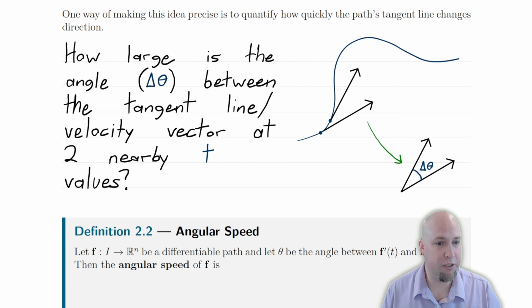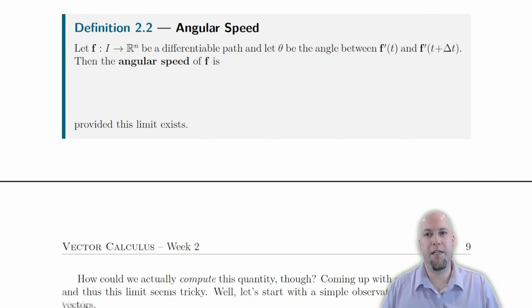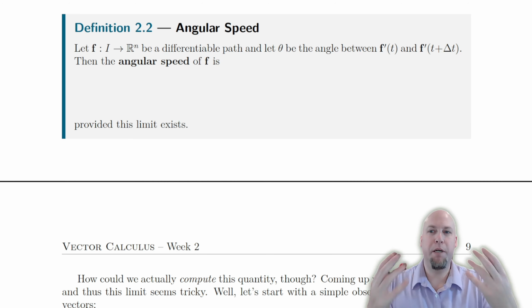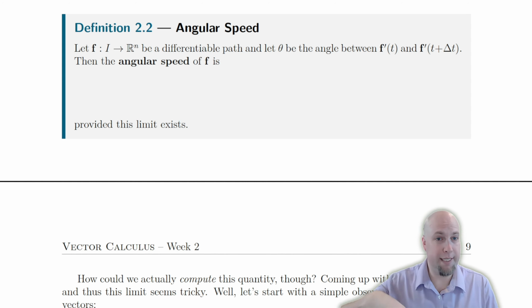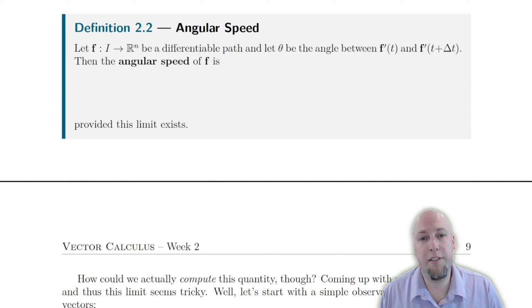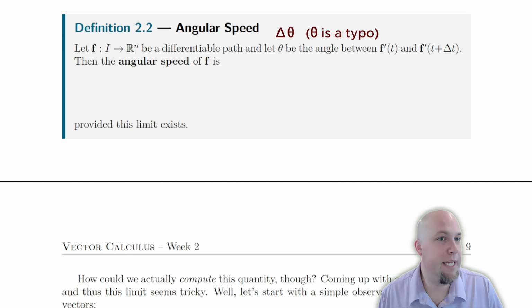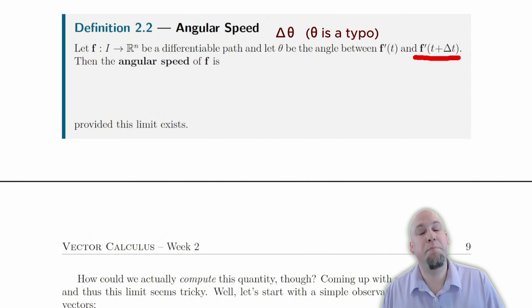So we're just going to measure that angle. We'll call the angle between those two nearby velocity vectors delta theta, and we're going to quantify how quickly that changes with time. Definition time. Let's make this a little bit more formal. Suppose that you've got a differentiable path f, and we want to quantify how quickly it's changing direction. Then we let delta theta be the angle between the velocity vector at some time t and the velocity vector at some slightly later time t plus delta t.